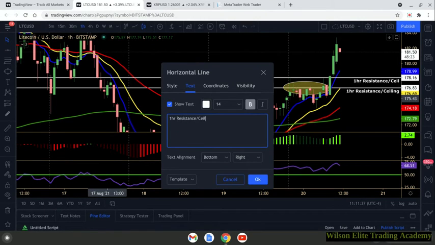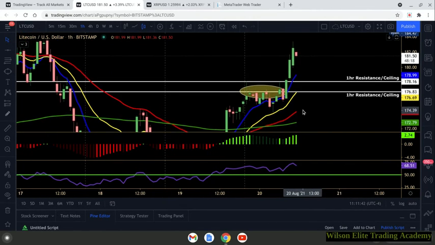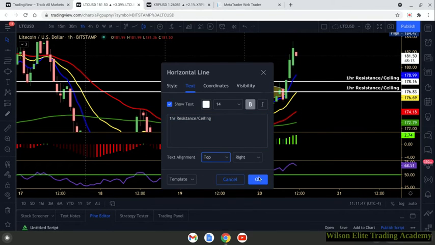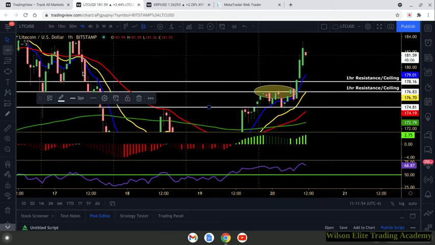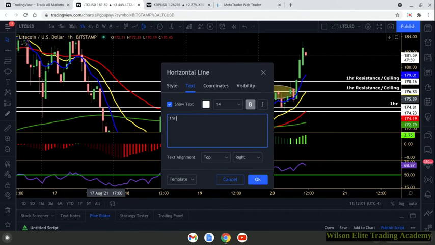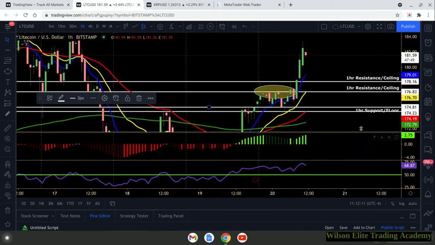Resistance / ceiling. Price broke the zone right here. It broke out. So I'm going to look to see where's my low. So this right here was the lowest point for the day. Right here. And then you mark this off. So I will put 1 hour support / floor. This is the zone right here. Okay.